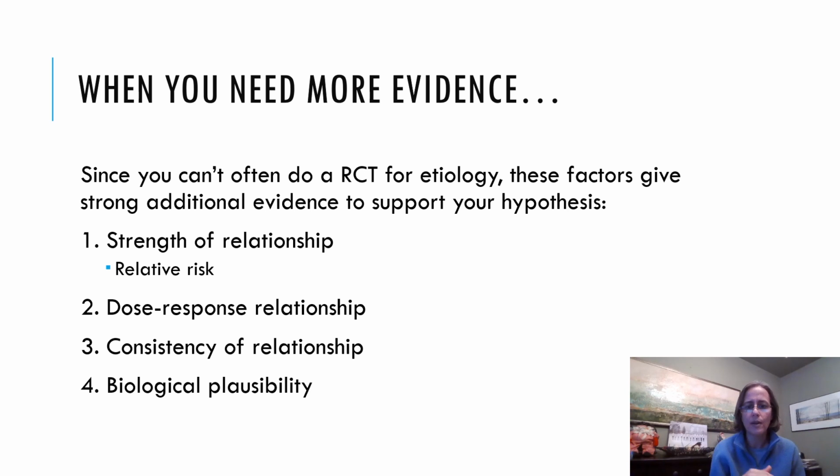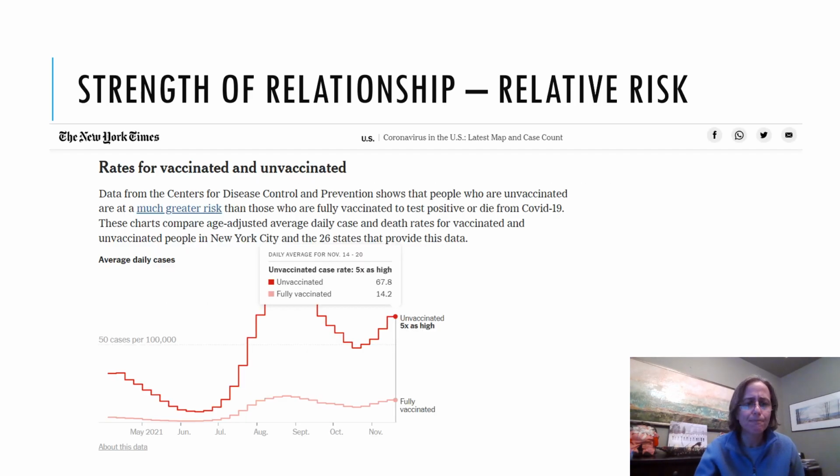So are the people who not only have versus don't have, but like have a lot of exposure, right? If you drank from the Broad Street pump several times a day versus once a week, were you more likely to get sick than people who drank from it less often? Consistency of the relationship, do we continue to see that over time? And then biologic plausibility. This means based on what we know about biology and medicine, does it make sense that this could be causing this, right? So let's just take a look at a few of those things.